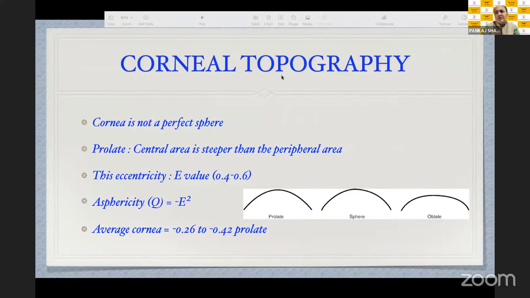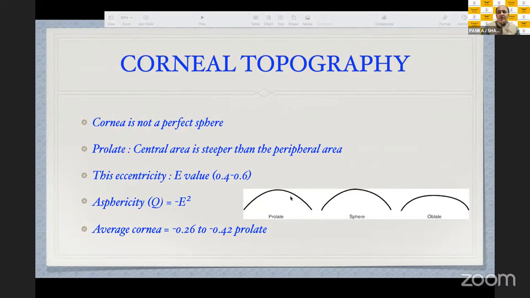Now, corneal topography: what is the basic shape of the cornea? Topography means, for people who study surfaces, like even the Earth's surface, you have mountains, gorges, and it's an irregular surface. So the cornea itself is a round surface, but it is not a perfect sphere. The cornea is a prolate sphere, which means the central part of the cornea is more curved than the periphery. As you go to the periphery, it becomes flatter.